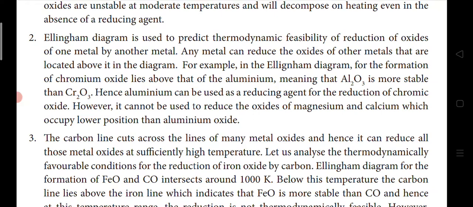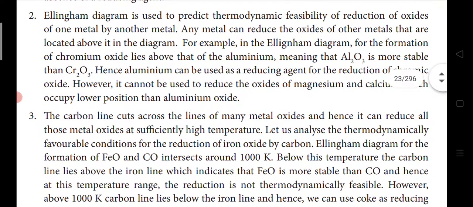For example, Ellingham diagram for the formation of chromium oxide lies above the aluminium, that is meaning that Al2O3 is more stable than Cr2O3. அந்த graph உடைய பொசிஷனை வச்சு, அந்த ஸ்லோப்ஸோட பொசிஷனை வச்சு எது highly stable, இது பாசிபிளா இல்லையான்றதையும் நம்ம ஈஸியா predict பண்ணலாம். இப்போ Al2O3 is more stable than Cr2O3. ஏன் அப்படின்னா it is above the chromium oxide graph. So hence aluminium can be used as a reducing agent for the reduction of chromic oxide.